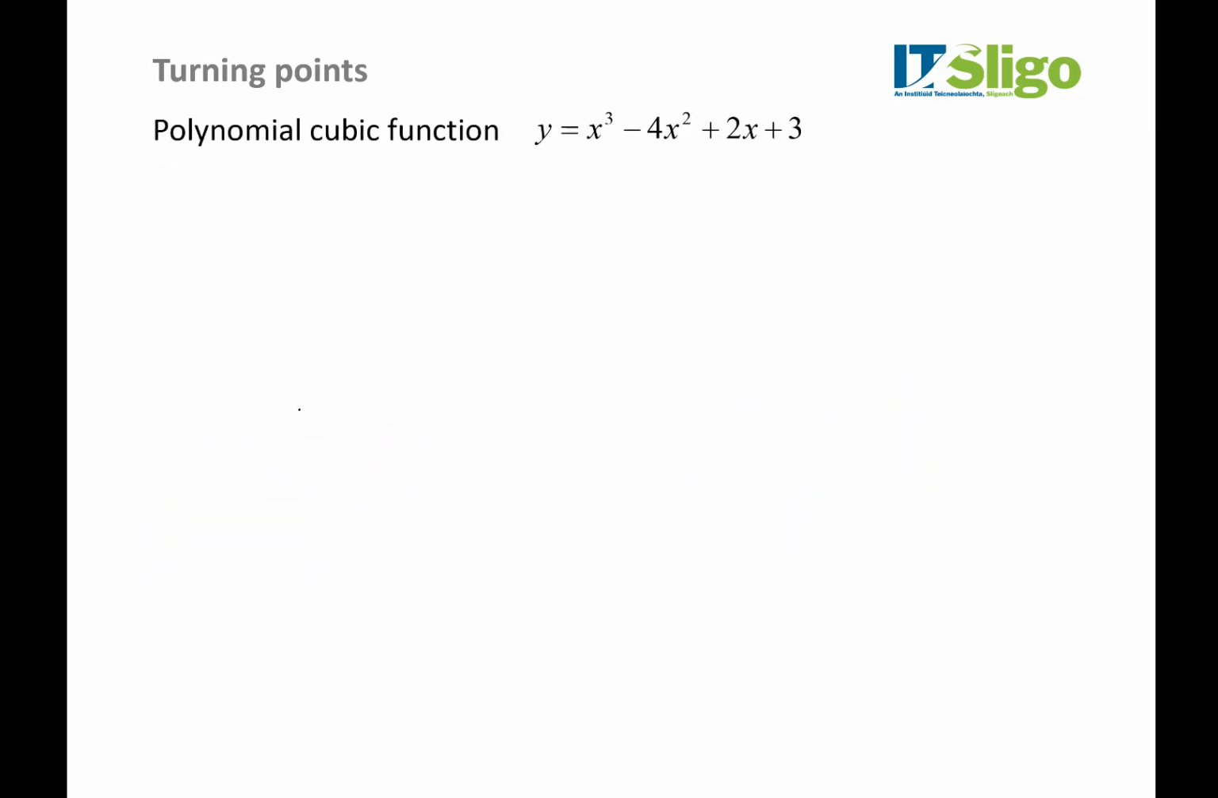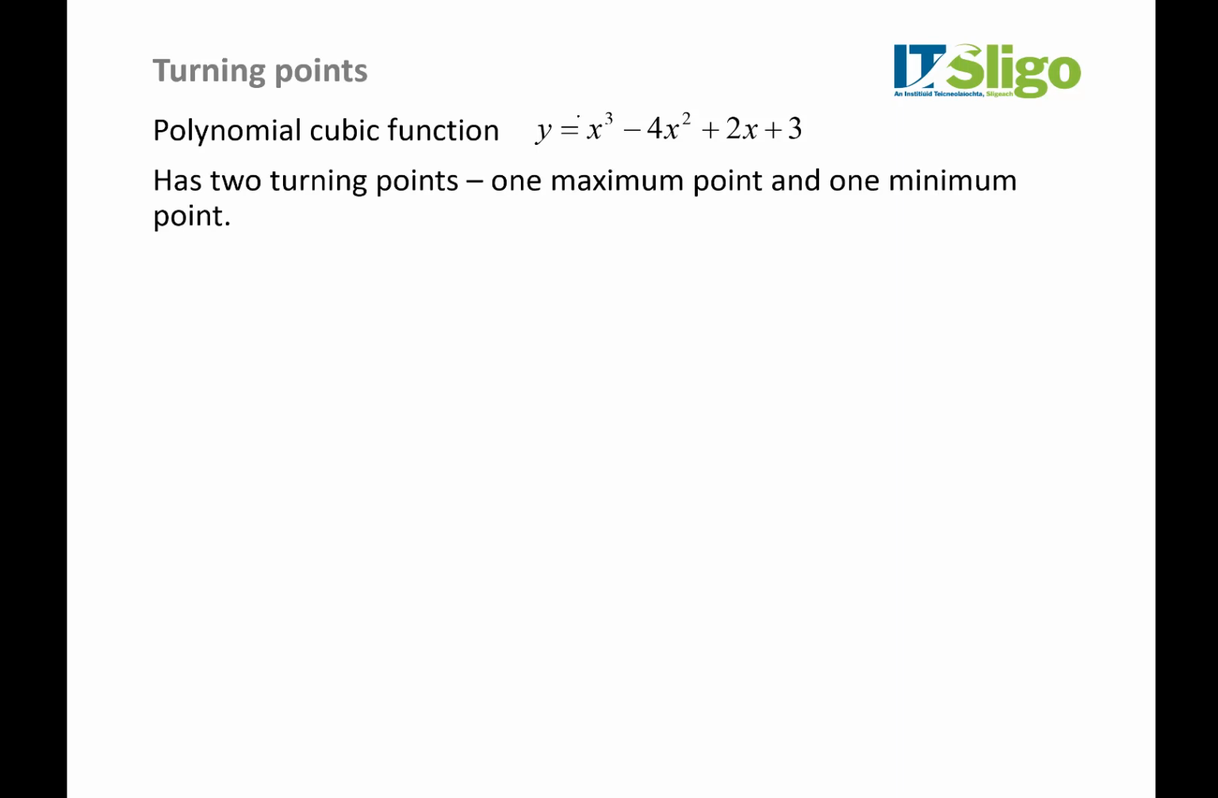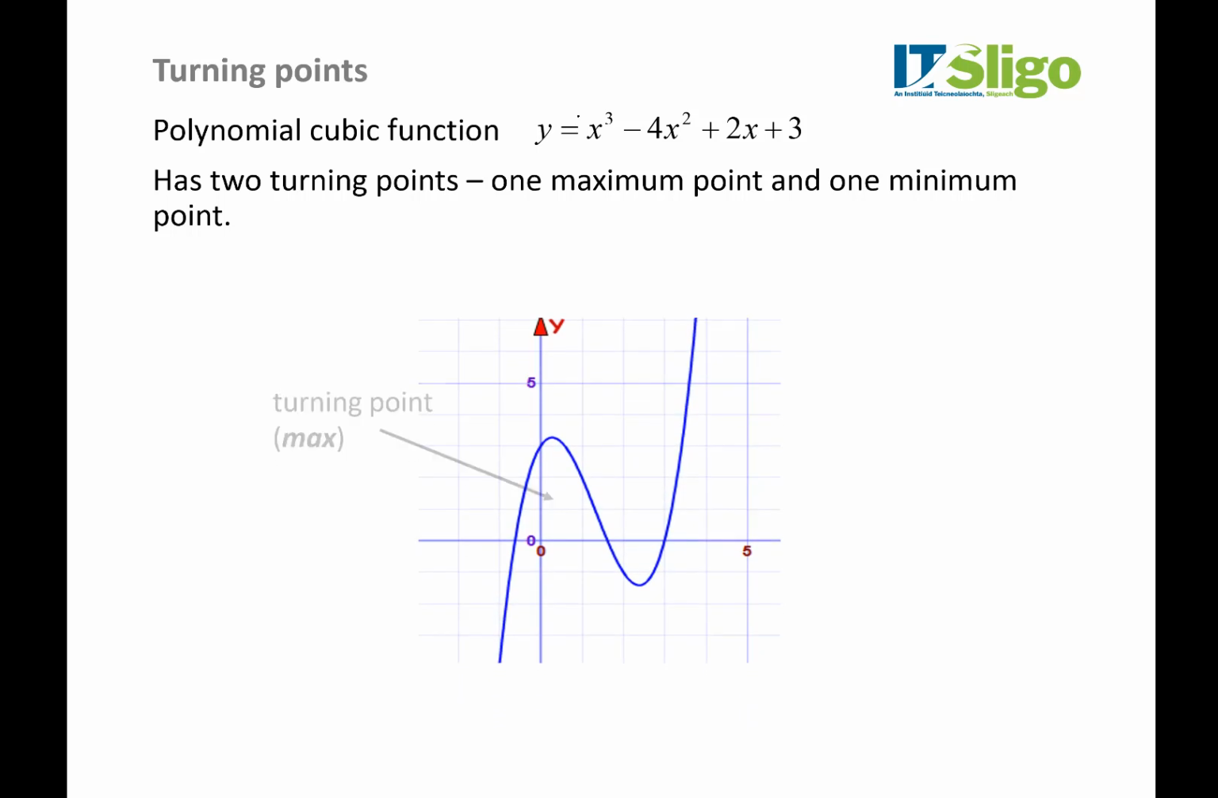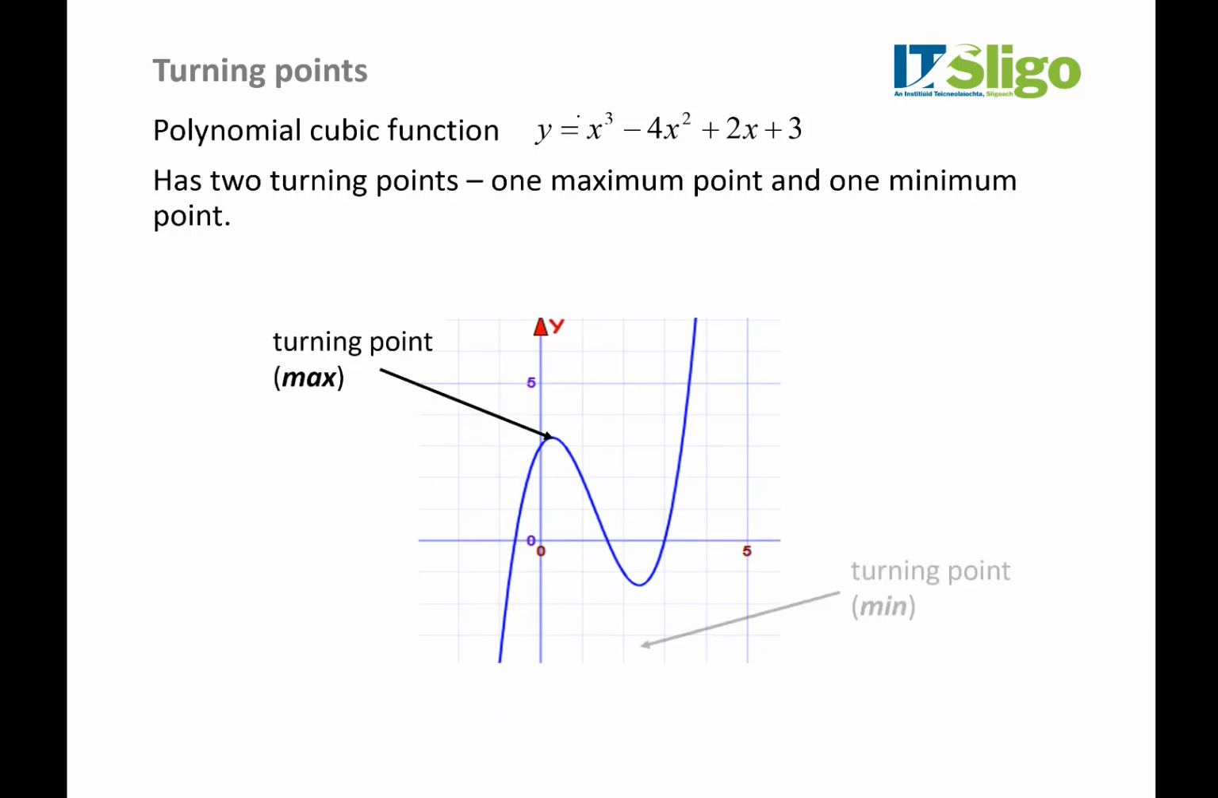We have a cubic function. This is a polynomial. Polynomial just means many numbers, so there's more than one x term. If we've only got an x cubed term, we'll see that on the next slide. A polynomial cubic has two turning points, one maximum and one minimum. So this is what we're typically looking at. There's the max point and there's the minimum point. These are sometimes called a local max and a local min. You'll see that often written in textbooks.